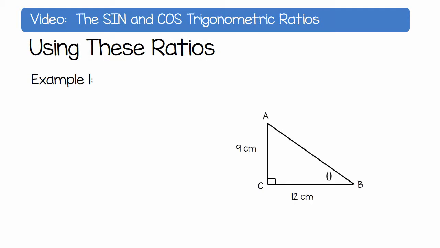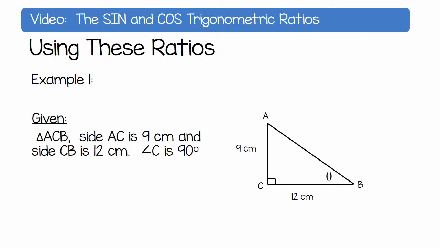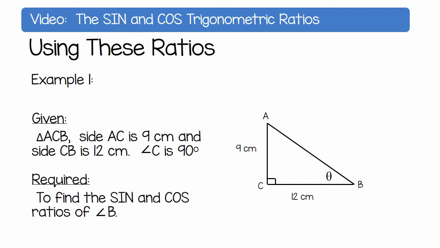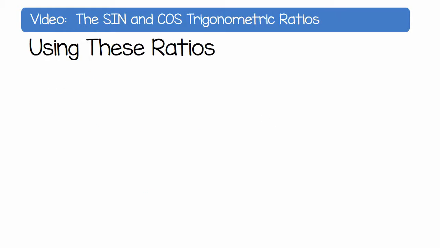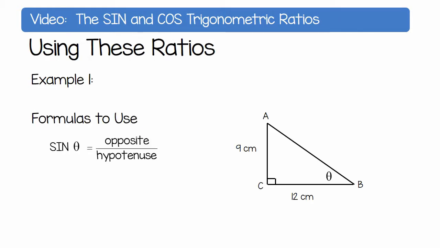Here's example 1. Given triangle ACB, side AC is 9 centimeters and side CB is 12 centimeters. Angle C is 90 degrees. You are required to find the sine and cosine ratios for angle B. Now, just to remind ourselves, the sine of theta is opposite over hypotenuse. The cos of theta is adjacent over hypotenuse.